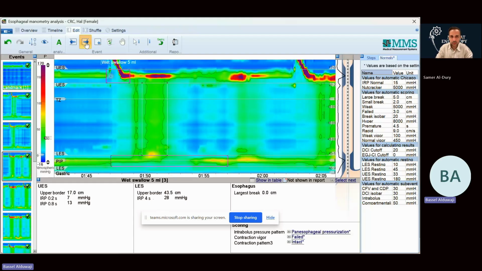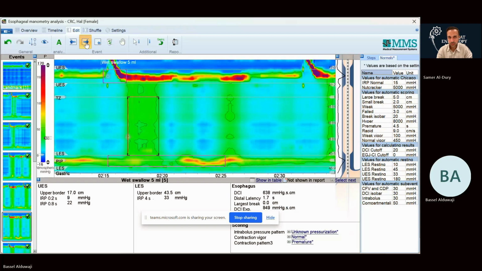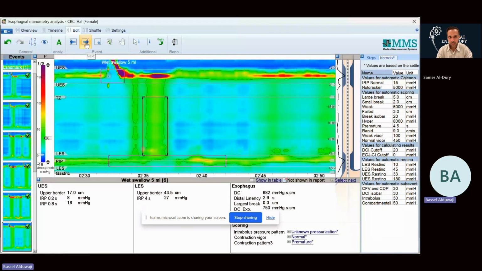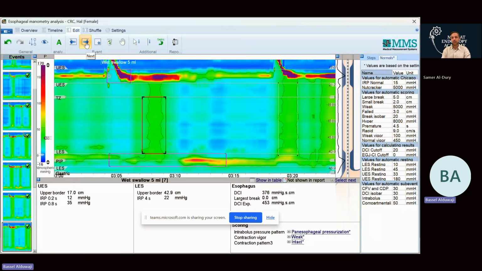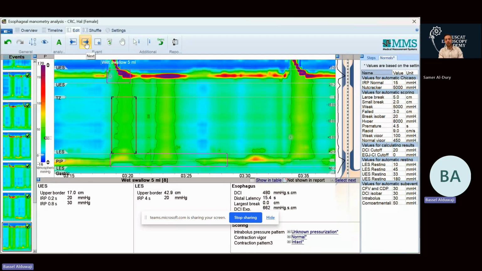IRB is 28, and this is the next pressurization. Next pressurization again and again. And we have some cases that, progressing with more swallows, maybe we will not be able to continue. Why? Because maybe after like 7 swallows, the patient may vomit, because all the water is retained in the esophagus. Then we will not be able to continue. Maybe he will vomit. But for sure, if you have this case, it will be very clear that it's achalasia.